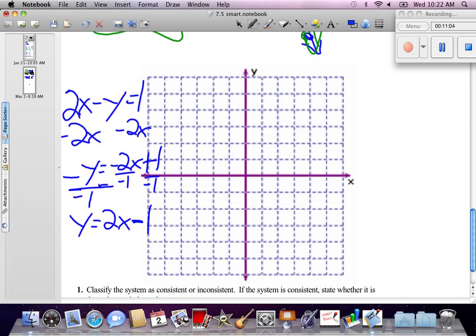Where do I put my first point for this blue one right here? Negative 1. And then what do I do, Matt? Up 2 over 1.